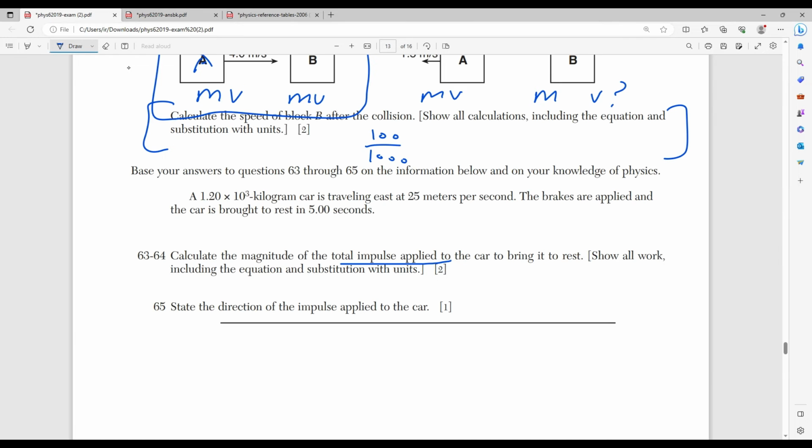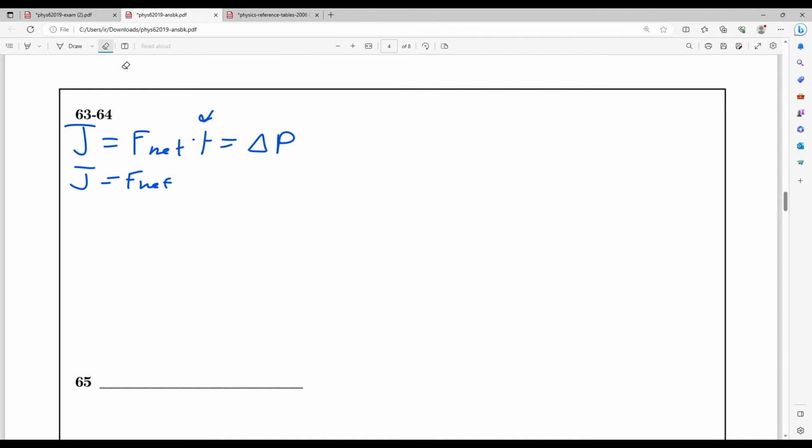Why am I going to use that? Because it's saying that it was traveling. Or rather, I'm going to use this, delta p. So J is equal to the change in momentum, which means that the impulse is going to equal m times v final minus m times v initial.